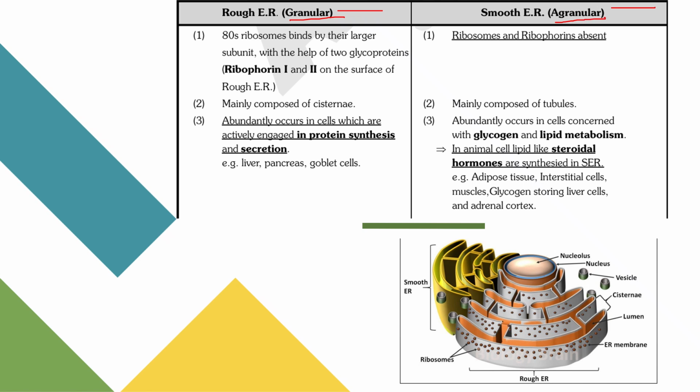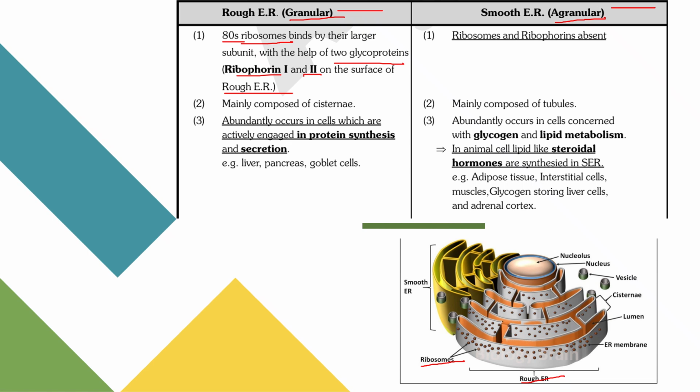So what do we mean by granules? Granules means the presence of ribosomes. So rough endoplasmic reticulum have 80S ribosomes, which are bound by their larger subunit, as you can see here in the diagram. Ribosomes are bound with the membrane of rough endoplasmic reticulum with the help of two glycoproteins. These glycoproteins are ribophorin 1 and 2, and they are present on the surface of rough ER.